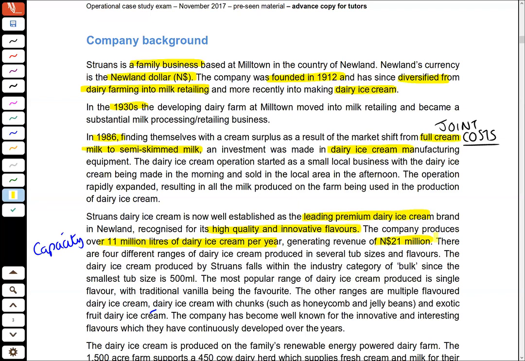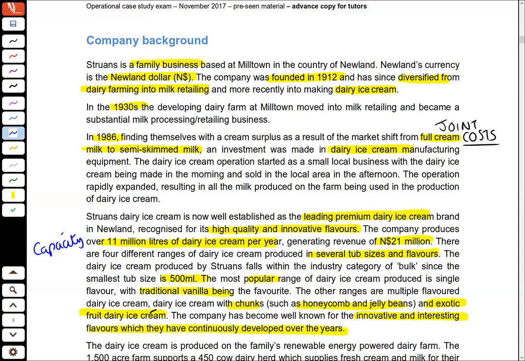We've got 4 different ranges of ice cream produced in several tubs and flavours. We've got the smallest tub being 500 ml. And then we've got the most popular element being the traditional vanilla. I have to put my hand up, I'm in that category. If I'm honest, I'm not really into this ice cream with the chunks such as honeycomb and jelly beans and exotic fruit dairy ice cream. If I'm honest, give me vanilla, a bit of strawberry sauce and a bit of a chocolate flake and I'm a happy lady. Okay, the company is innovative then, and they are constantly developing.